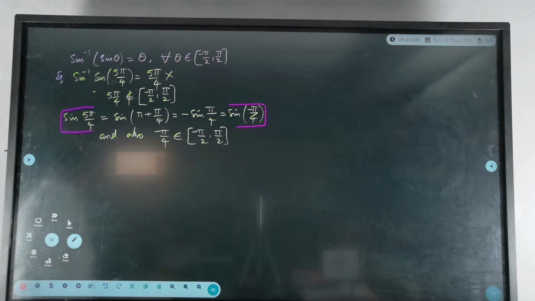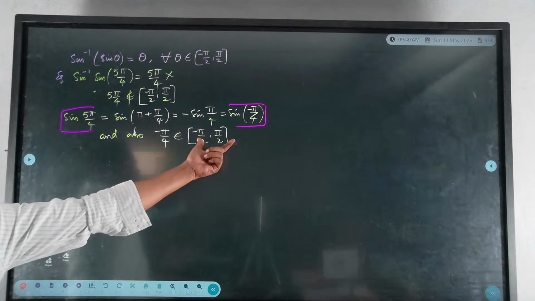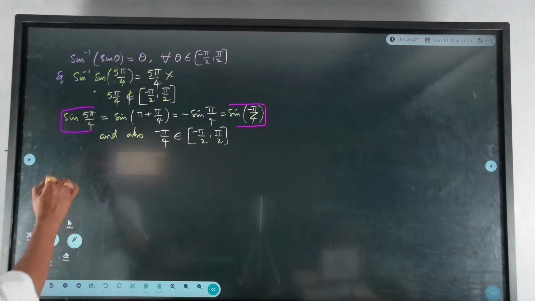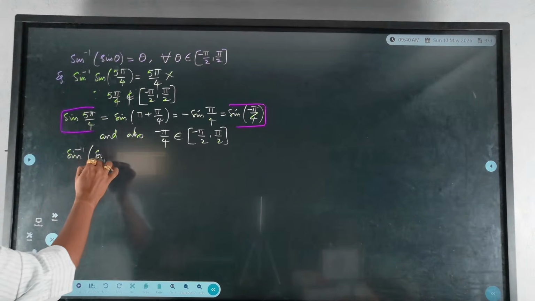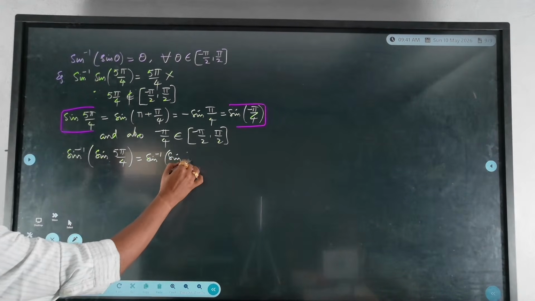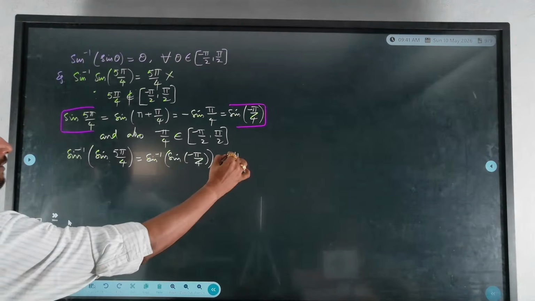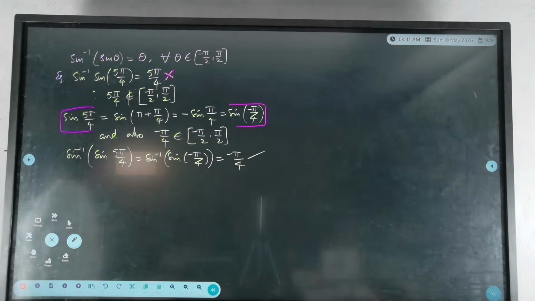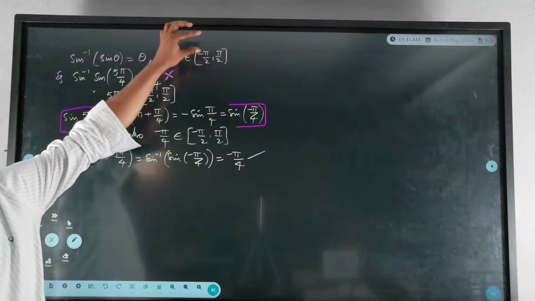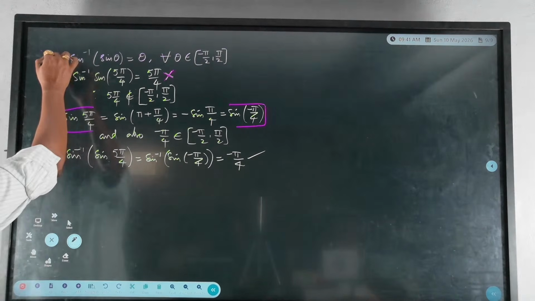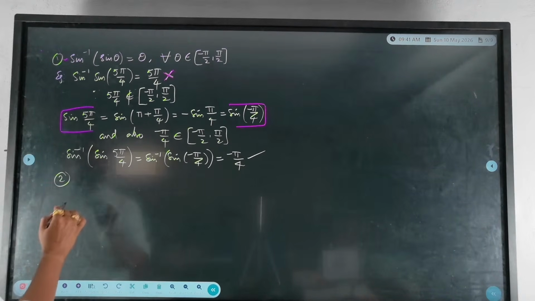Right? Minus pi by 4 lies between minus pi by 2 and pi by 2. Minus 90 and plus 90, minus 45 lies in between, right? Sure. So therefore sine inverse sine 5 pi by 4 is equal to sine inverse of sine minus pi by 4, that is minus pi by 4. This is correct. This is wrong. You understood how to do these sums. So immediately, if we take theta, theta must be in this interval for sine. Remember this well.